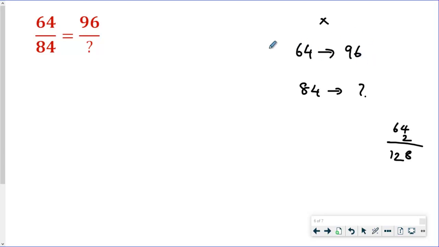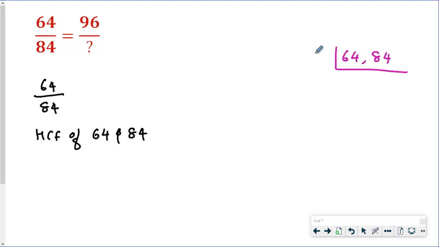So we take 64 by 84. First you have to reduce this fraction to its lowest term. For reducing this fraction to lowest terms, first you have to find the HCF of 64 and 84. We can calculate the HCF.